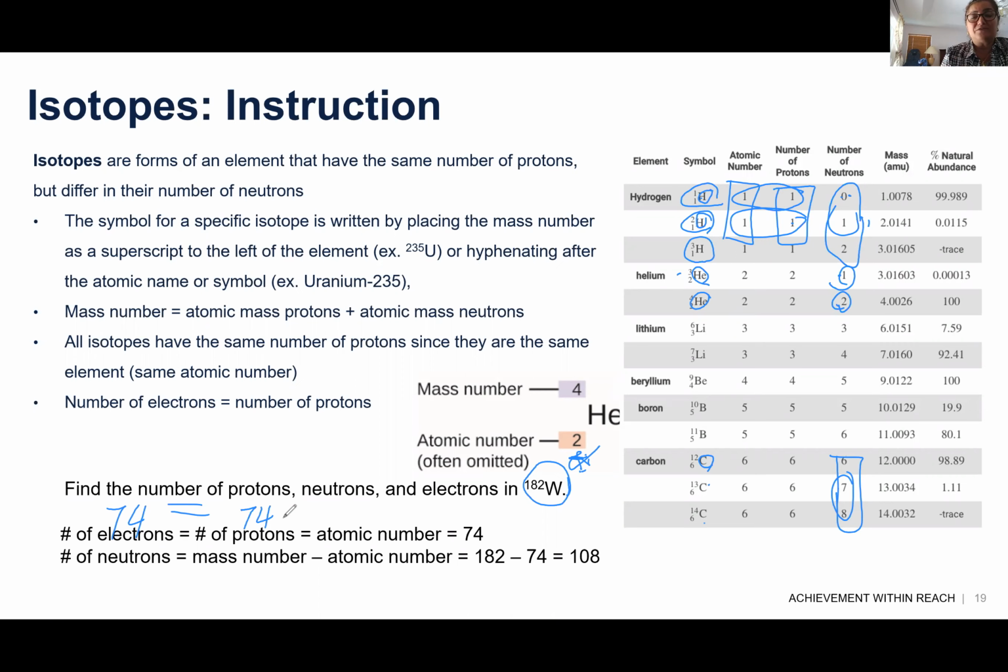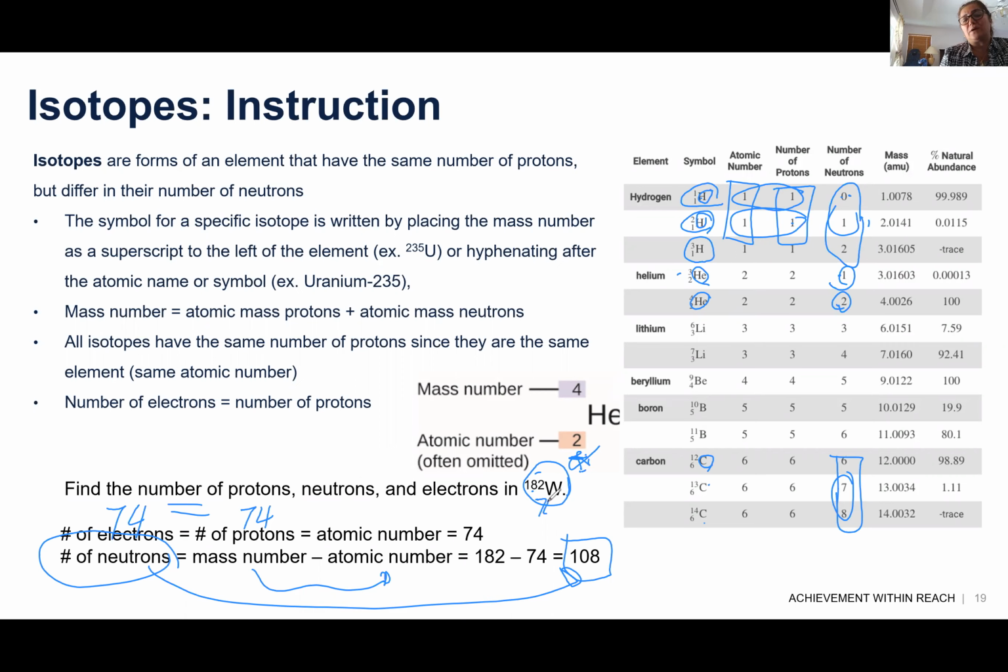Protons have a positive charge. Electrons have a negative charge. Neutrons have no charge, 0 charge. So we don't consider the number of neutrons when looking at the charge, only the number of electrons and protons. How do you calculate the number of neutrons? The number of neutrons is going to be the mass number minus the atomic number. So this is the number of neutrons, 108, for this element. So in order to find subatomic particles, especially the number of neutrons, you need the mass number.